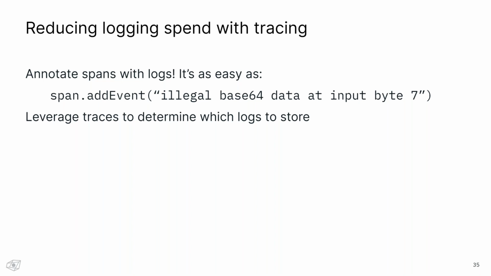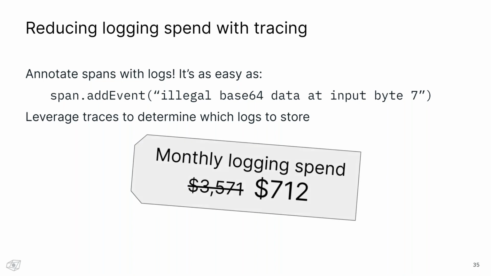So if we can take our spans, our distributed traces, and offload our logging into that, then we can start to see some savings. So we can take logs and attach them to spans, and then we can use traces to figure out what logs are important and what logs aren't. Just by doing that, we can make a huge cut to our logging spend. Simply by looking at a trace can really easily tell us if something failed on a request route or not.